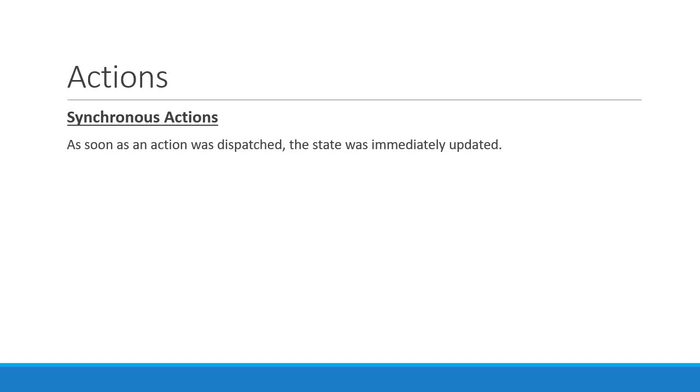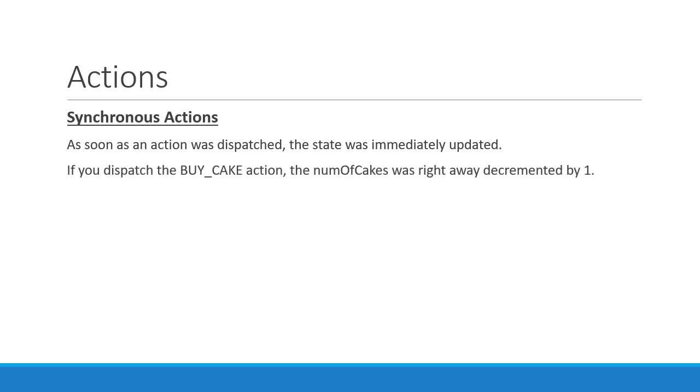For the sake of completeness, I am going to quickly recollect what we have already learned about async actions and also the application we are going to be building. Let's get started. When it comes to actions, we have two types, synchronous and asynchronous. With synchronous actions, as soon as an action is dispatched, the state is immediately updated. If you dispatch the buy cake action, the number of cakes right away decrements by 1. If you dispatch the buy ice cream action, the number of ice creams right away decrements by 1.